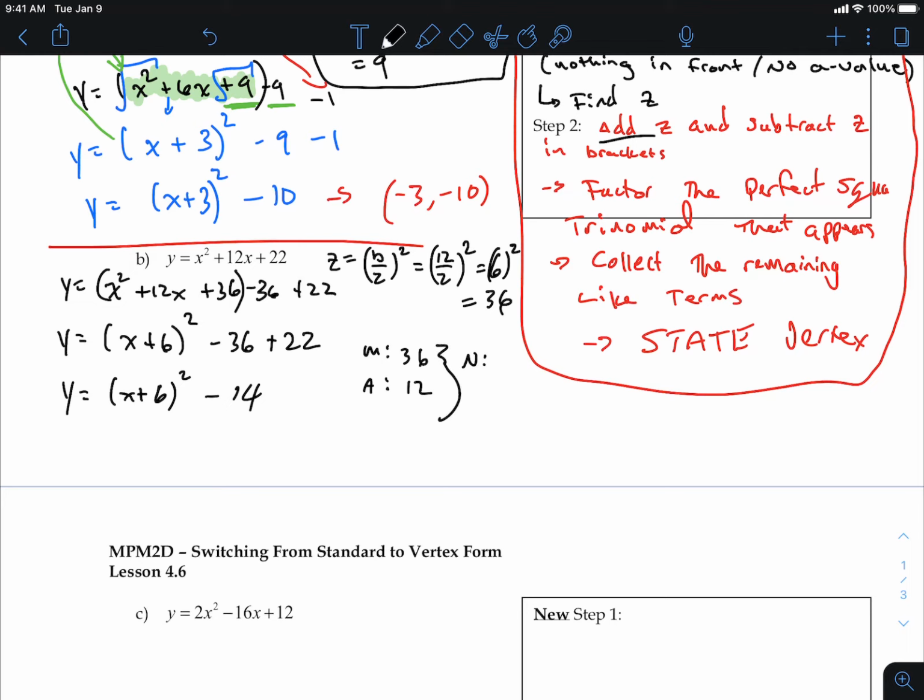You know what? I don't care how you guys factor it. I don't care if you recognize it as a perfect square trinomial and square root first, square root last. I don't care if you do it that way, or like this. The important part is you come up with the same two numbers, 6 and 6, and they're both positive. That's what matters.